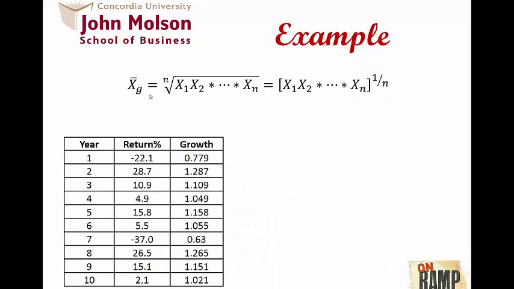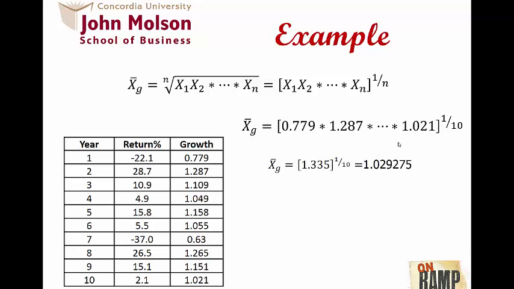Remember, this is my formula. I have 10 observations, n is equal to 10. I start multiplying: 0.779 multiplied by 1.287 times 1.109 and so on until 1.021. And I raise this to the power 1 over 10. I do my calculation and I find it is 1.029275.